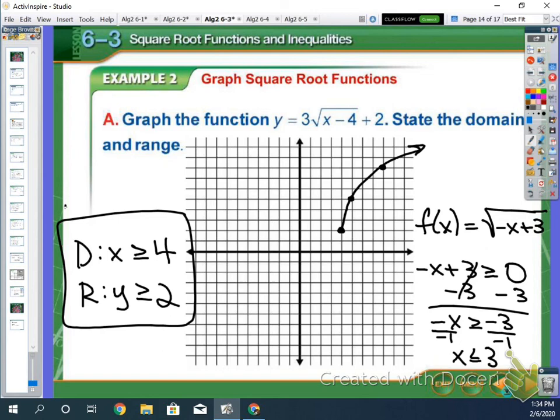The symbol is always going to be greater than or equal to unless there's a negative in front of your square root. If there's a negative in front of the square root, it's going to be less than or equal to for your range. If not, it's going to be greater than or equal to. Those rules will work every time.